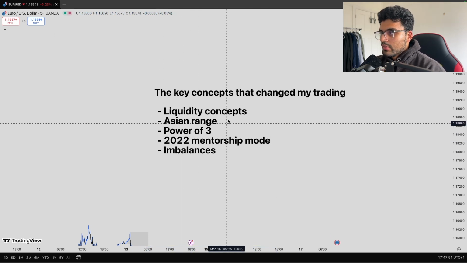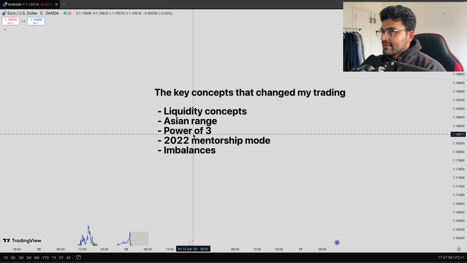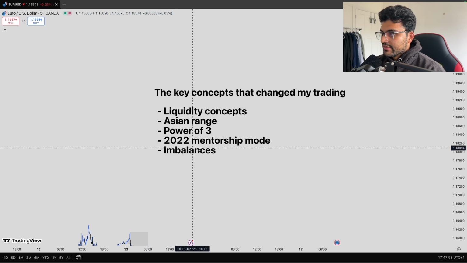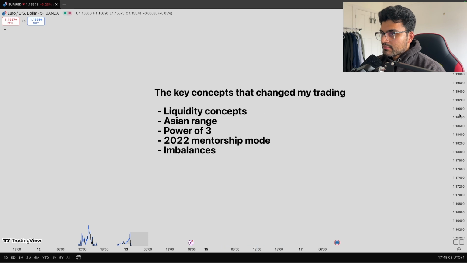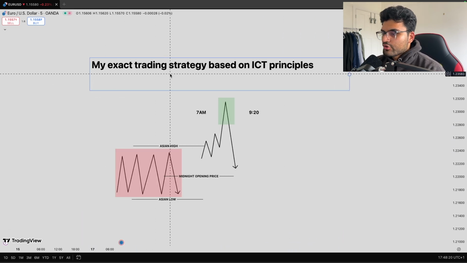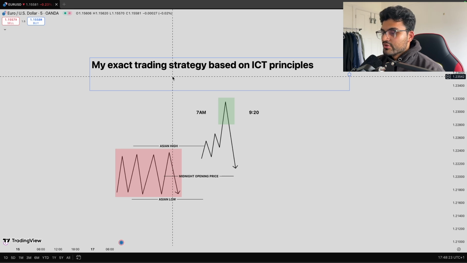2022 mentorship model as well. This was very useful. This is exactly the entry model I still use till date. And obviously fair value gaps, imbalances, which just give the trade high probability of working out. So now let's move on to the exact trading strategy based on these ICT principles, which I made and started using, which gave me profitability.